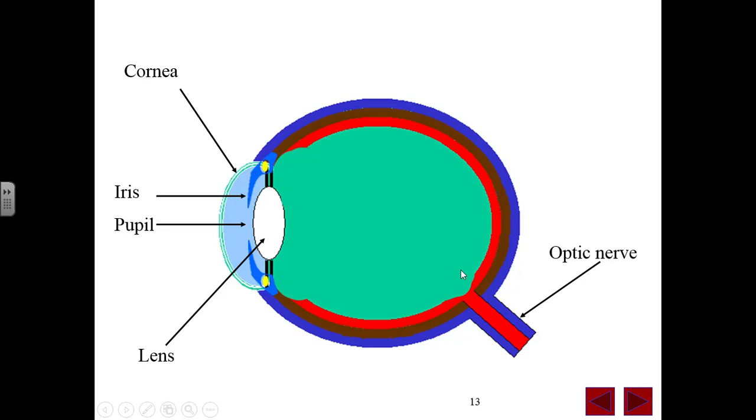Rods tend to be more sensitive to brightness. So rods tend to be sensitive to dark or light. Cones tend to be more sensitive to color. And so when you see color, you're activating the cone cells of your eye. If you're just seeing whether something is light or dark, you're just activating the rod cells of your eye.